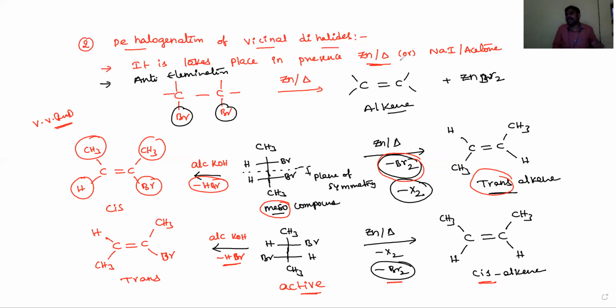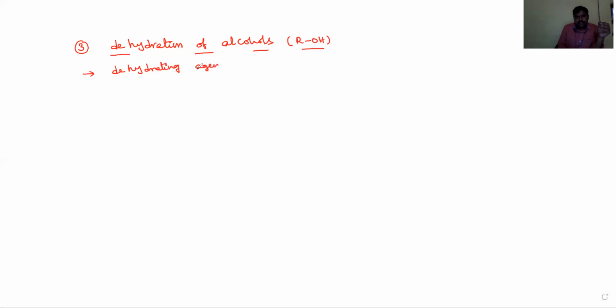Next one is dehydration of alcohols. Let's see, dear students. The third one is dehydration of alcohols. The alcohol general formula is ROH, and dehydration means loss of a water molecule. When that water is lost, there are some important dehydrating agents.